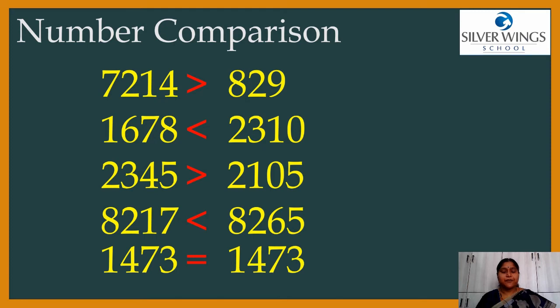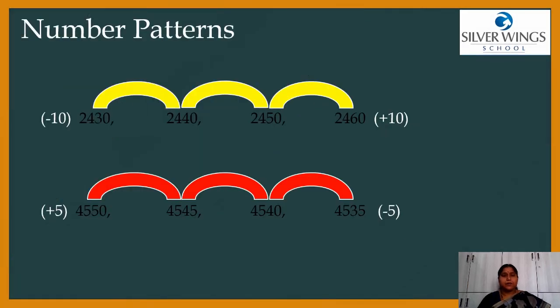Now come to the last one. Here see, two 4-digit numbers. The first digit is equal, the second digit is equal, the third digit is equal, the fourth digit is also equal. Then you should keep the equal to sign, because the two numbers are the same. Okay, this is the comparison of numbers.